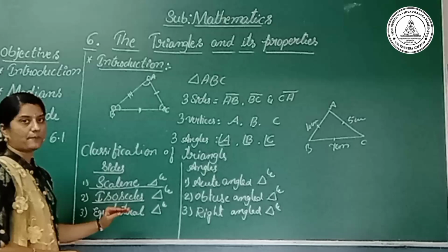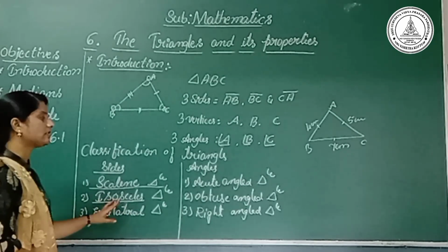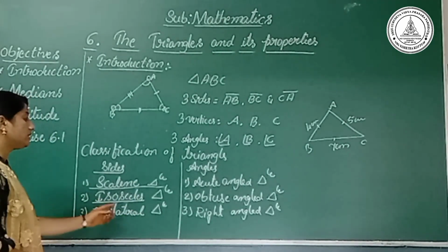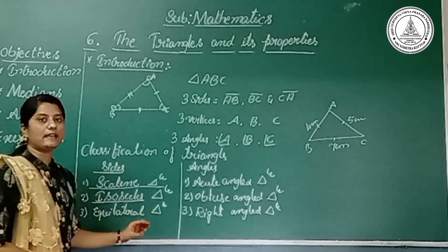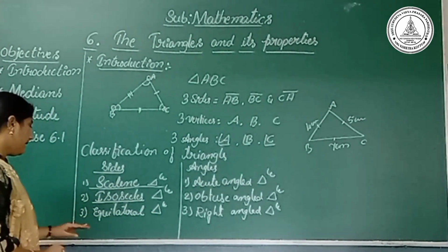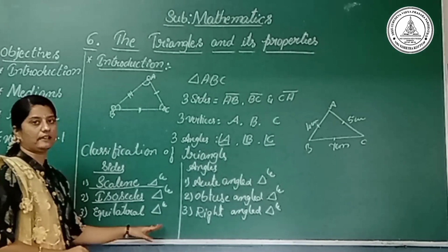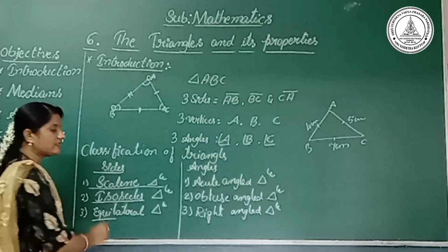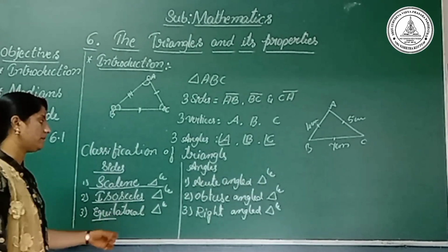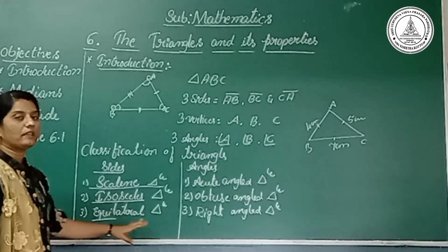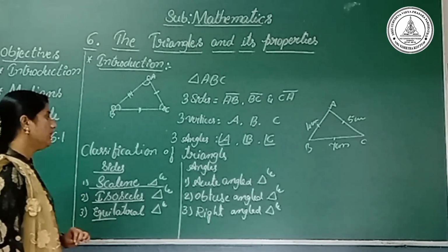And isosceles triangle. Iso means same. In the triangle two sides are equal in length and the third side is of a different length, then the triangle is said to be an isosceles triangle. And equilateral triangle. Equilateral means all the sides of the triangle have equal measurement, then the triangle is said to be an equilateral triangle.